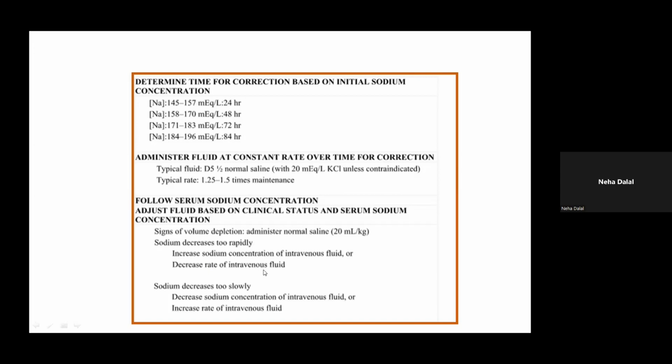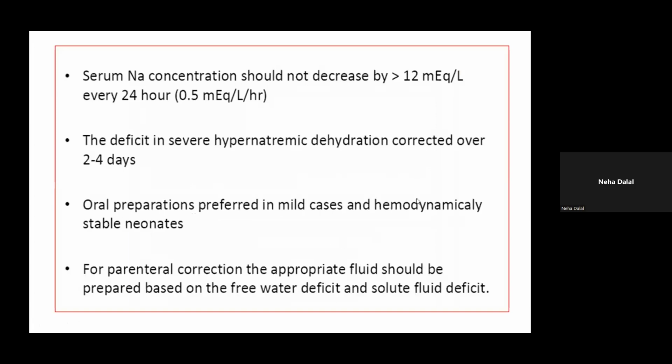If the sodium values are being targeted at around 12 to 15 milliequivalents per day, and they decrease rapidly, then the idea is to either decrease the rate of IV fluid or increase the sodium concentration of IV fluid. So in cases of severe hypernatremia, the correction is over 48 to 72 hours, and in mild hypernatremia, only oral fluids, oral feeding in maintenance doses, can be better in stable neonates.